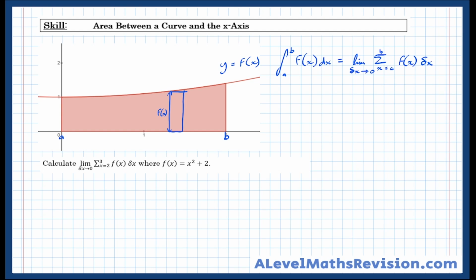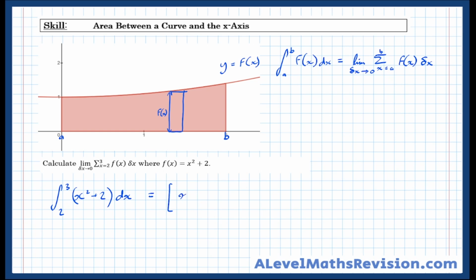An example of a question that uses this notation is one like this. Calculate the limit as delta x approaches 0 of the sum between 2 and 3 of f of x delta x, where f of x equals x squared plus 2. Well, we know from what we've just learned that this notation means integration. That's actually asking us to sum all the infinite number of rectangles, infinitely thin, between 3 and 2 of x squared plus 2 with respect to x.